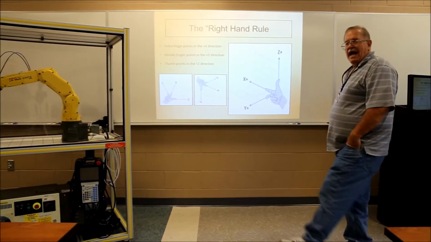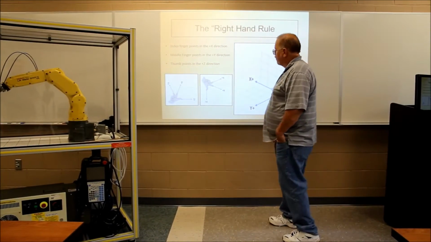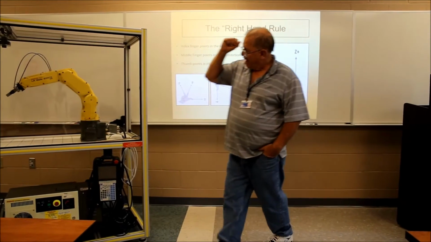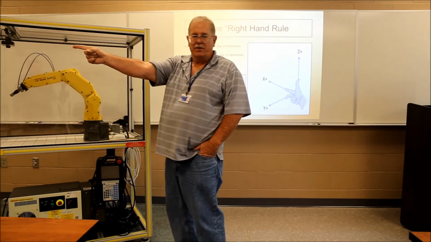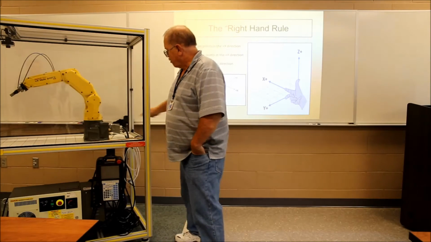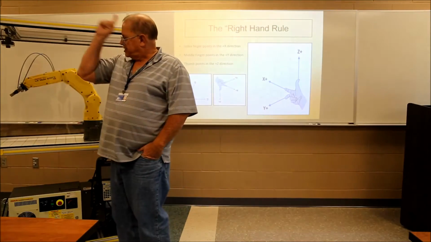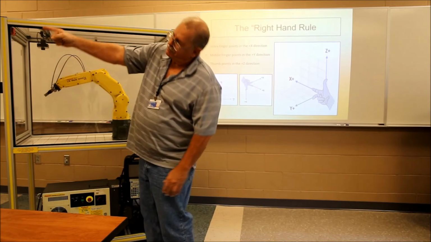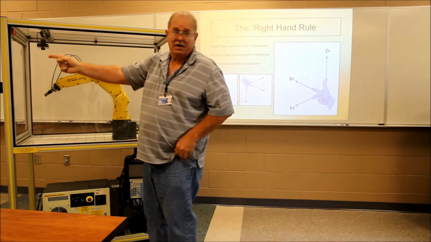We have a rule called the right-hand rule to determine which frame is which. In order to do this, I get each of you to stick out your right hand and point straight away from you. That is the plus X. This robot right here, if I'm standing in this orientation, plus X is in that direction. Doesn't matter if you turn a cabinet, you flip it upside down, plus X is still that direction.